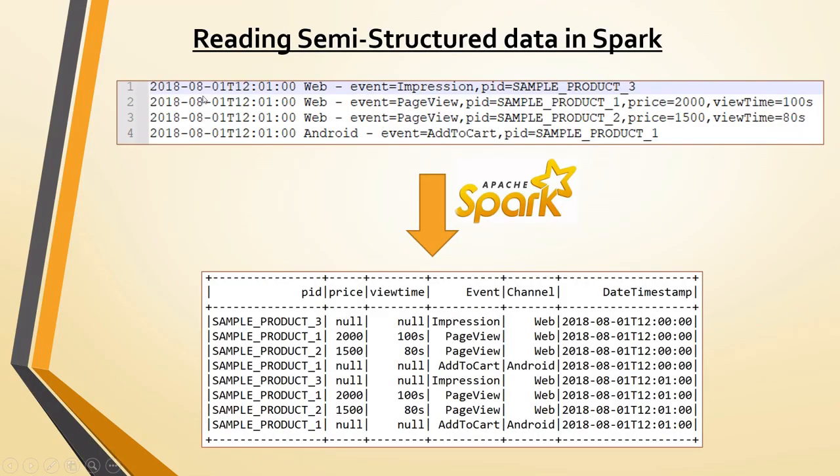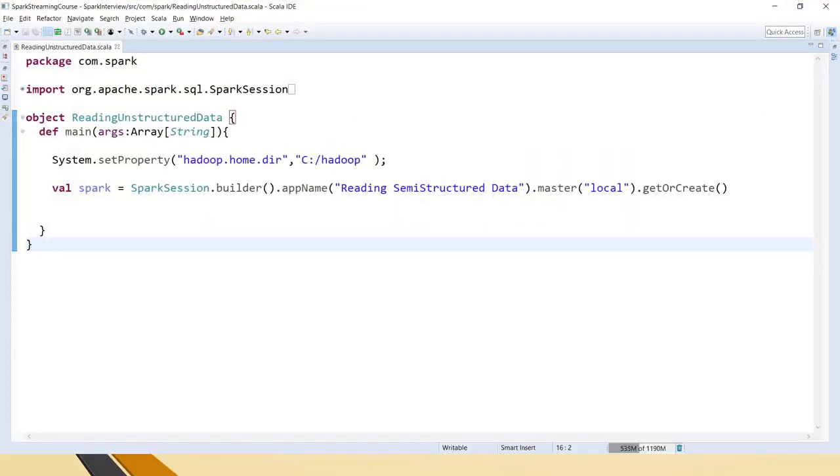For this kind of semi-structured data, or any kind of unstructured data, you first have to analyze how exactly we can flatten it, what delimiters are available, and if you see the pattern you will clearly understand how to flatten that file. This semi-structured data should become in this manner: PID, price, view time, event, channel and date timestamp. First we will see how to do this in Scala, and in the next video we will see how to do this using PySpark.